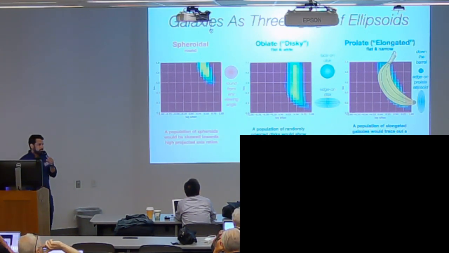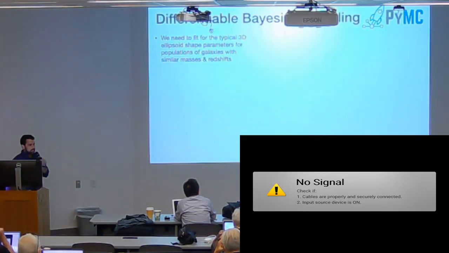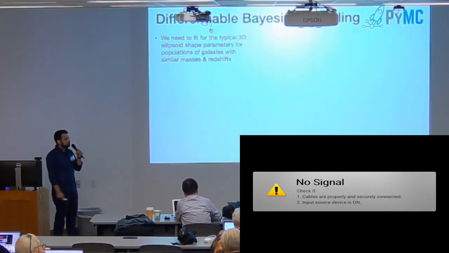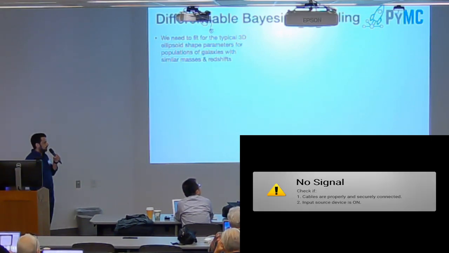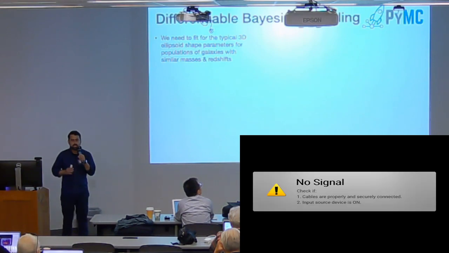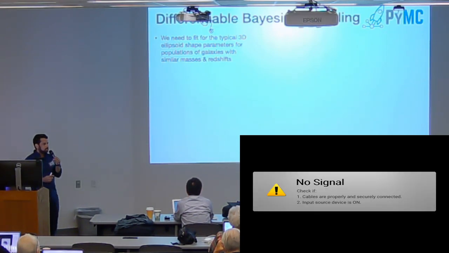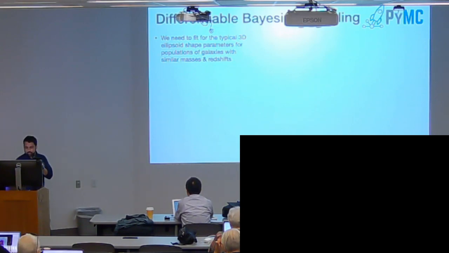Now, this is not enough. You have to actually do some more detailed modeling of the data, so we've written a very powerful, very fast, differentiable Bayesian modeling code. And the basic idea here is you take your observed galaxies, you find the ones that fall in some mass-redshift bin, and then for those galaxies, you want to infer the distribution of the 3D ellipsoids that correspond to those observed projected systems.